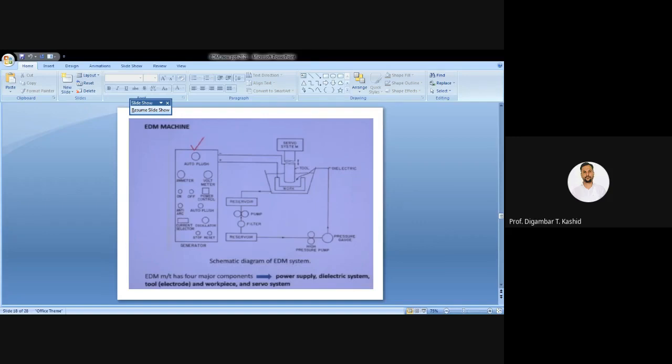So there are different ways you can apply this dielectric fluid into the inter-electrode gap. You can see different methods of supplying or applying the dielectric fluid. Here I have mentioned methods for dielectric flushing. It is called dielectric flushing.